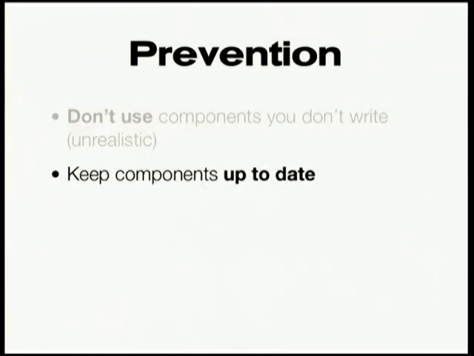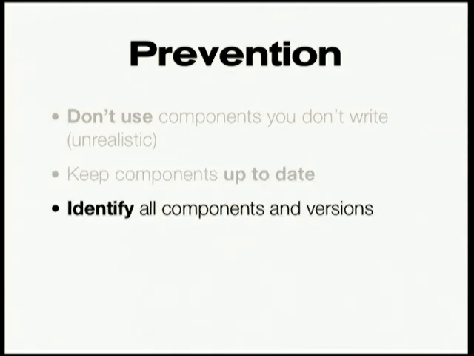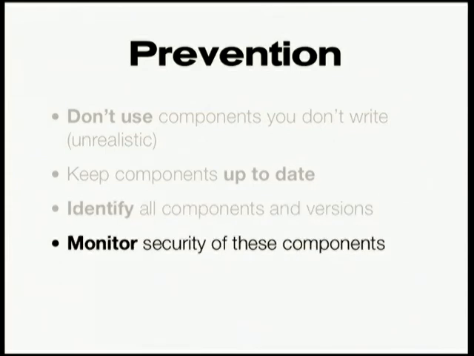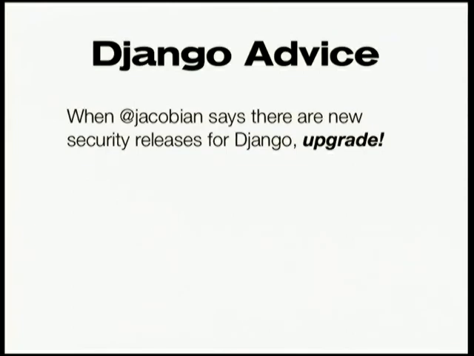So really what you need to do is make sure that you keep all the components that you use up to date. Watch out for security updates. Keep an eye on them. So you want to identify everything that you're using, the version that you're using, and monitor the security of those things. So when there are updates, update. Specifically to Django, when Jacob says there's a security release, you should go and update. You should go and do the security release. Go upgrade. It's important. Any questions? Upgrade's good for you.